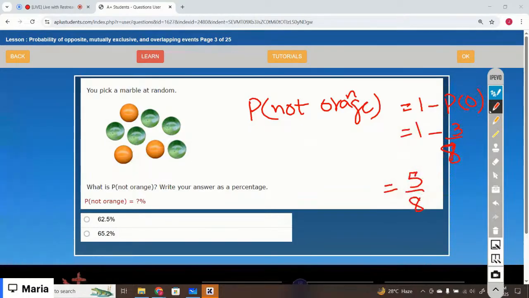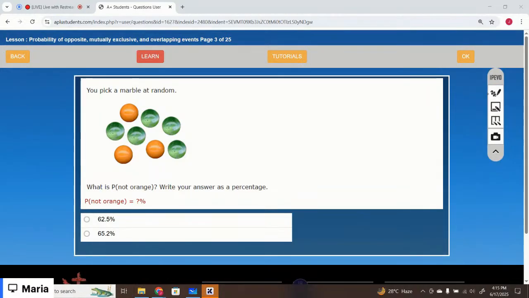Just to write it in percentage form, that is 5 divided by 8 multiplied by 100. So that is 62.5. The correct option is 62.5, option number 1.